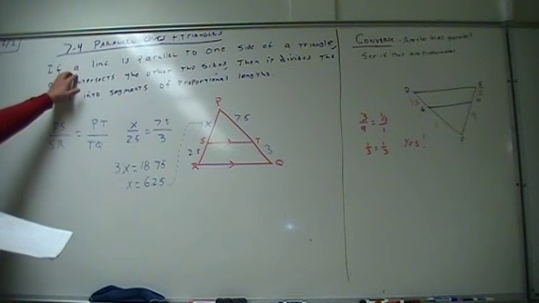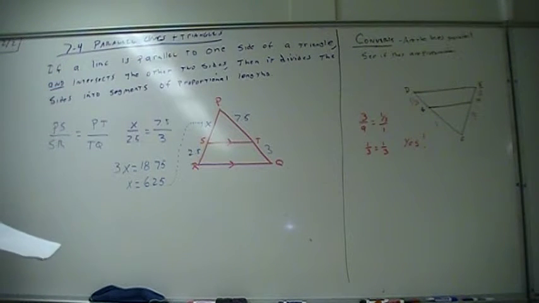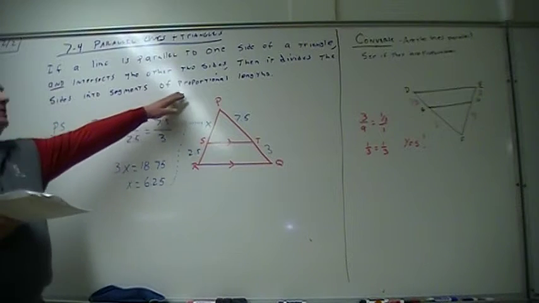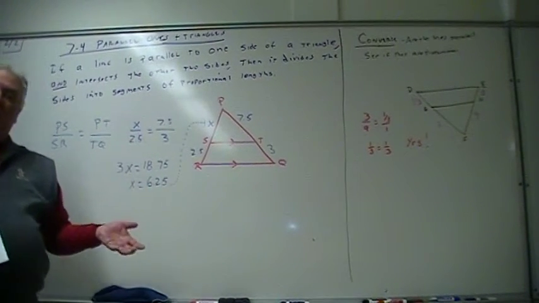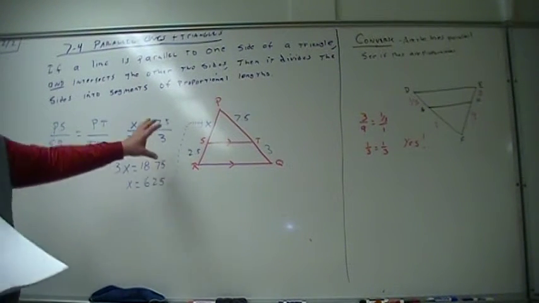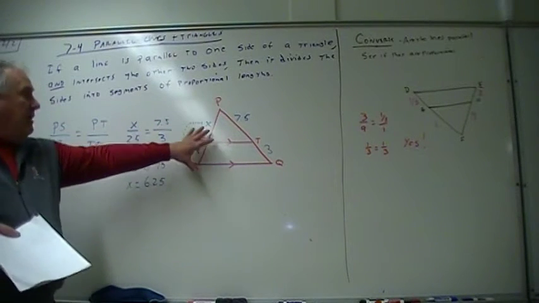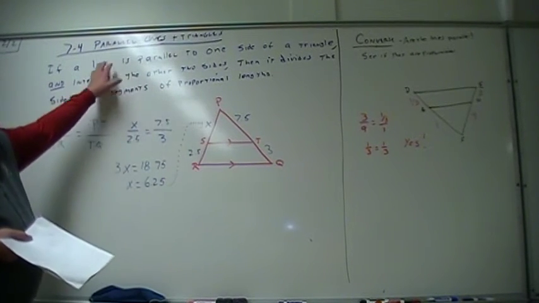What it says is, if a line is parallel to one side of a triangle and intersects the other two sides, then it divides the sides into segments of proportional lengths. Okay, it's a lot of words. What do they mean? Let's use this figure right here to show what it means.